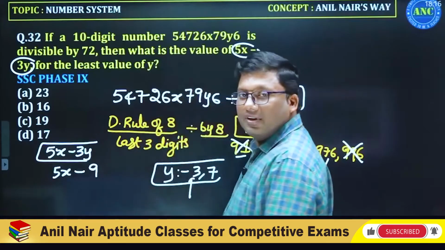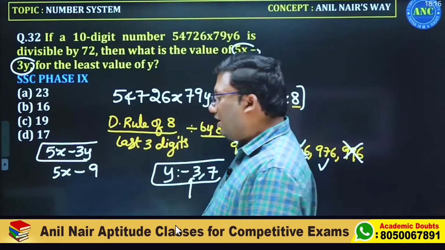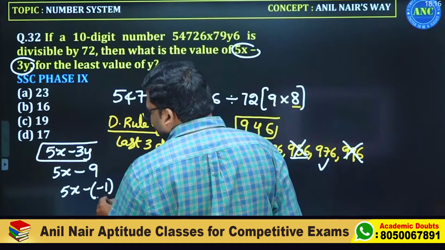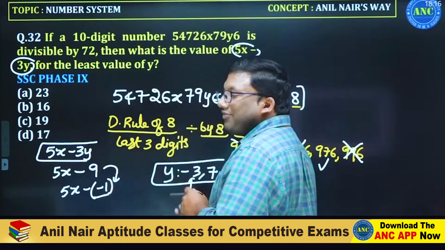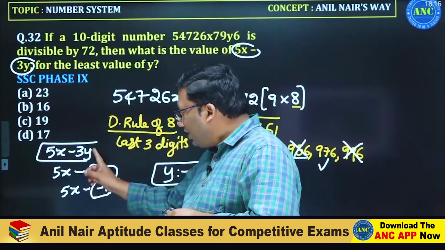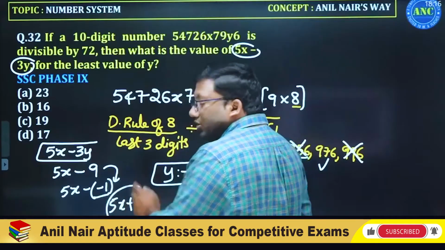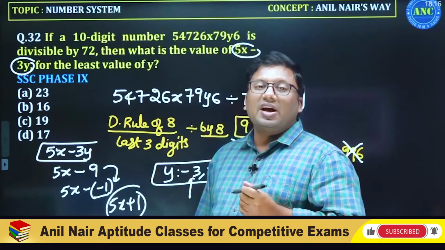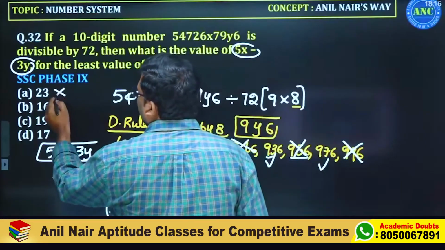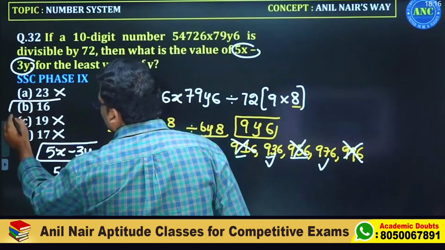3 3s are 9. 9 when divided by 5: 5 1s are 5, 5 2s are 10, negative remainder, so it is 5x minus of minus 1. How did we get this minus 1? 5 into 2 is 10, negative remainder is minus 1. That means the entire value should be 5 into something plus 1. No need to find the value of x. The answer when divided by 5, the remainder should be 1.